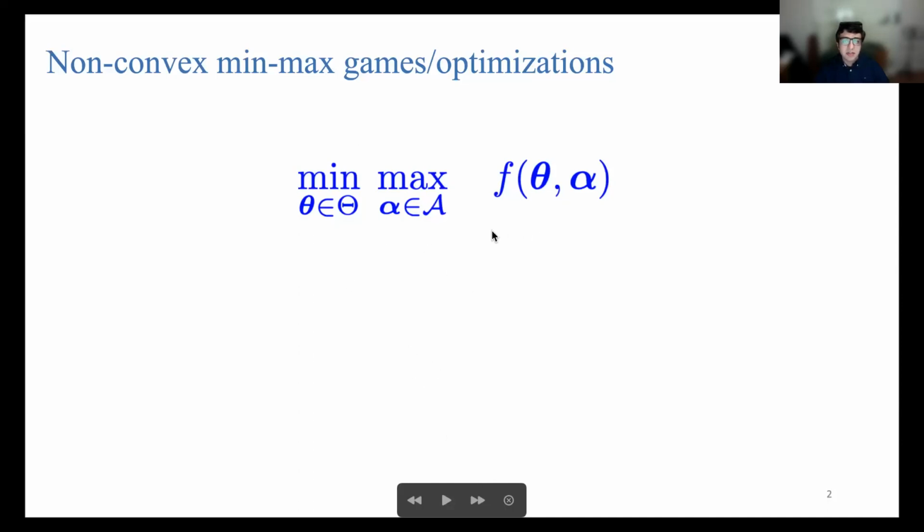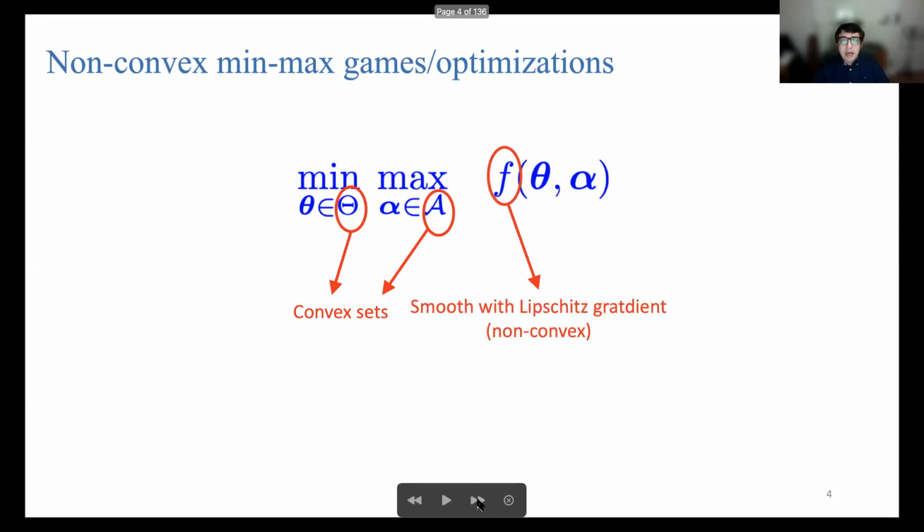So if we are interested in solving a MinMax game or optimization of this form, I'm going to make some assumptions at the beginning. Basically, I'm going to assume that the constraint sets are closed and convex. The objective function is smooth with Lipschitz gradient, but possibly non-convex. So basically, the non-convex case is the difficult case. Although some of these results and ideas can be extended to a stochastic setting, we are considering a deterministic setting, and some of them can be extended to a non-smooth setting as long as, for example, your function is proximal friendly.